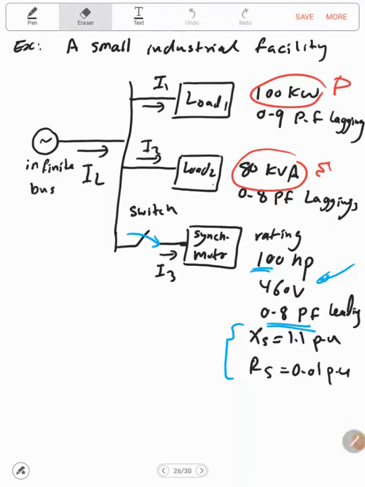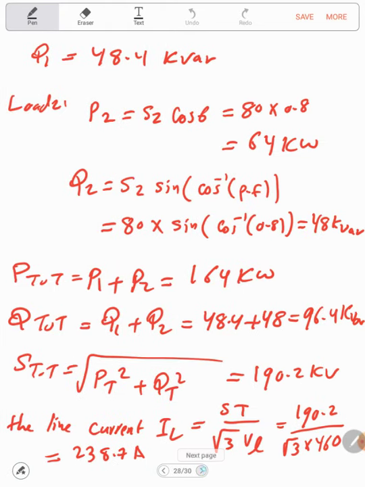Assalamu alaikum. So let's continue with the numerical example for the small industrial facility. We solved the first case in which the switch was opened and only we have two loads connected to the grid, and we found the line current and the total active power and the reactive power and the apparent power. So now let's start with case number 2.